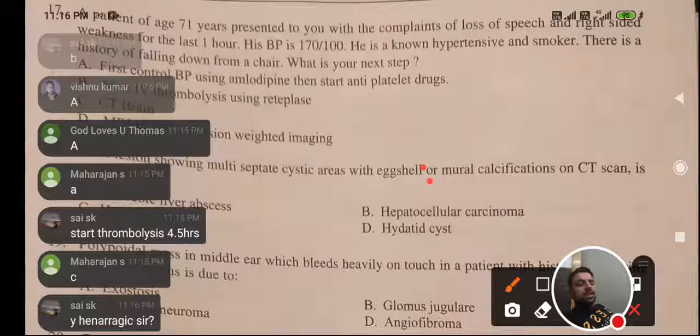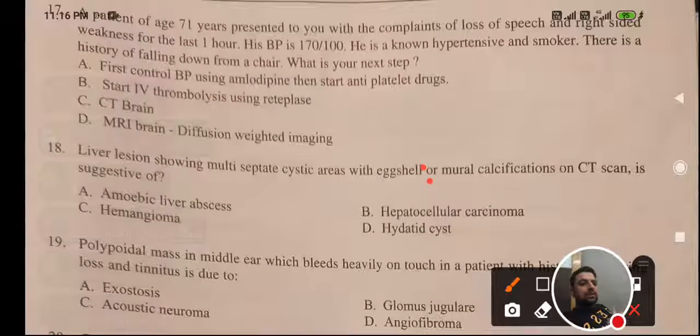Yes, this is a case of hemorrhagic stroke, because see this question: a 71-year-old man complained of loss of speech and right-sided weakness from the last 1 hour. He is hypertensive and a smoker, and there is a history of falling down from a chair. One hour back he fell down from the chair. That's why there is some trauma, we can say.